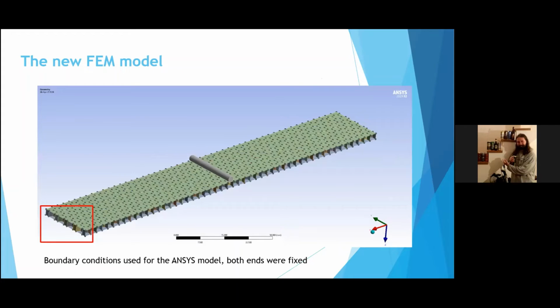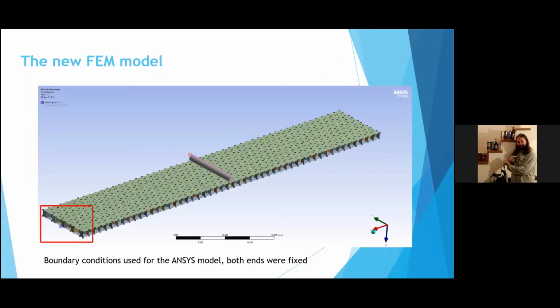Here you can see the boundary conditions. Both ends of the model were fixed for the purposes of this particular model, and the bar you can see in the center is used to transfer the loads, so we can get better results.